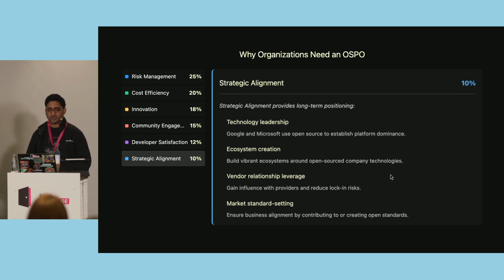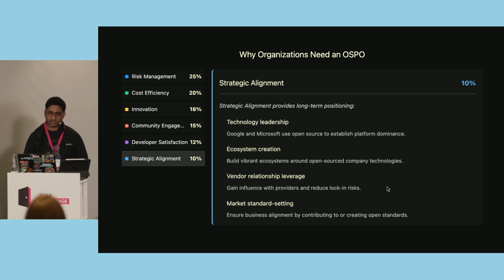Second, ecosystem creation. By open sourcing key tools in your company, you can build a lot of vibrant tools around them. For example, projects like Android and React: when they open sourced their tools, a lot of other projects were built around them, right? So a clean ecosystem is built around it.